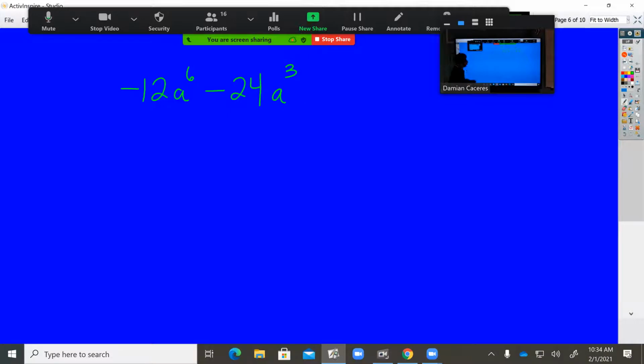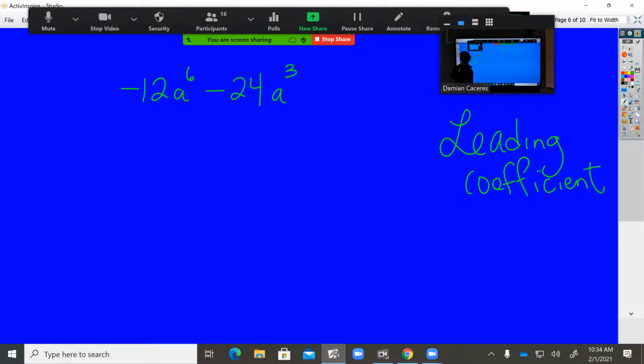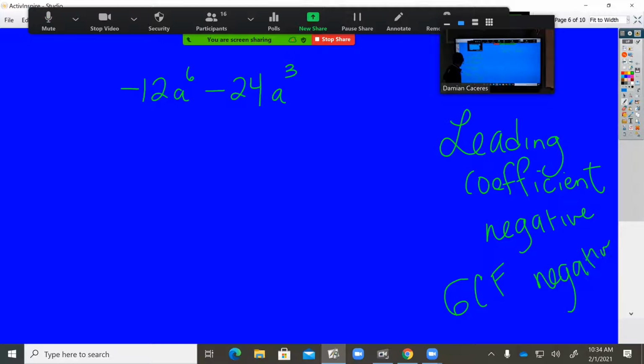All right, so this is important right here. If the leading coefficient is a negative, then your greatest common factor has to be negative. So what does that mean for this problem? Leading coefficient means the number in the front. If that number is a negative, then whatever you write down as the factors, it has to be a negative.